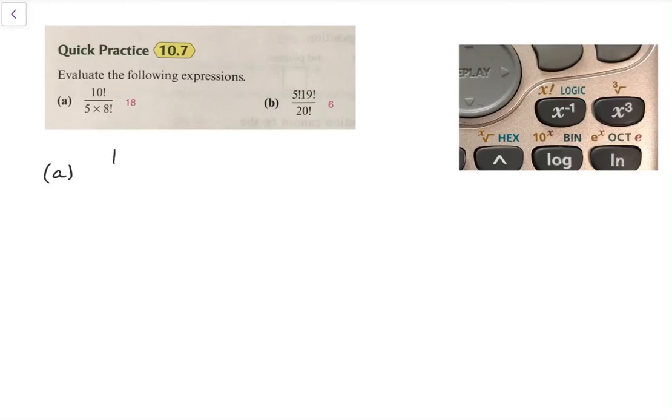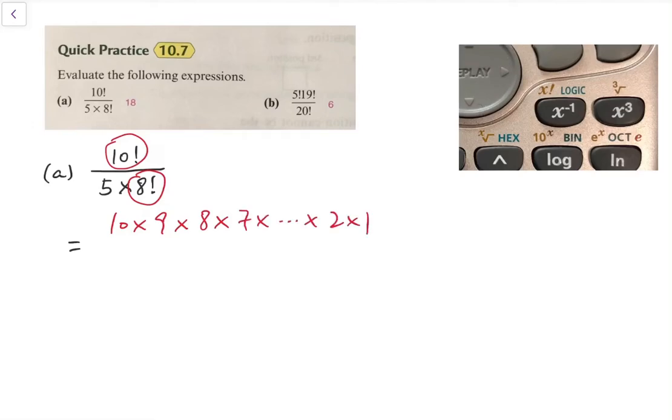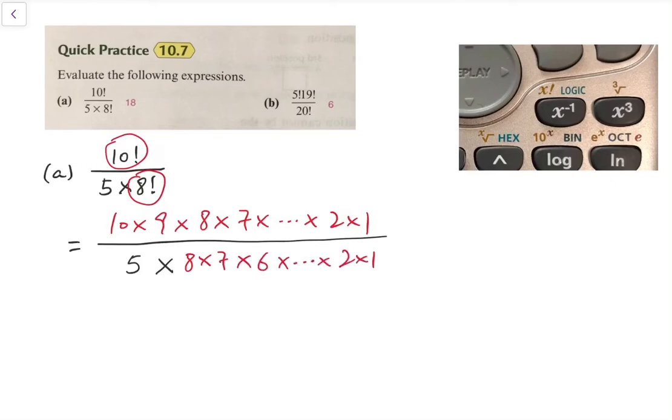Now let's look at some quick practice. For part A, we get 10 factorial over 5 times 8 factorial. So actually, we can expand this 10 factorial and this 8 factorial. It becomes 10 times 9 times 8 times 7, and then up to 1, and then 8 times 7 times 6, then up to 1. You may notice that these two are the same, so they can cancel with each other. So for the answer, you get 90 over 5, which is 18.